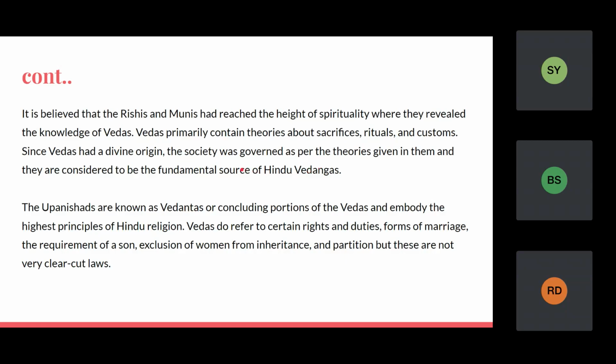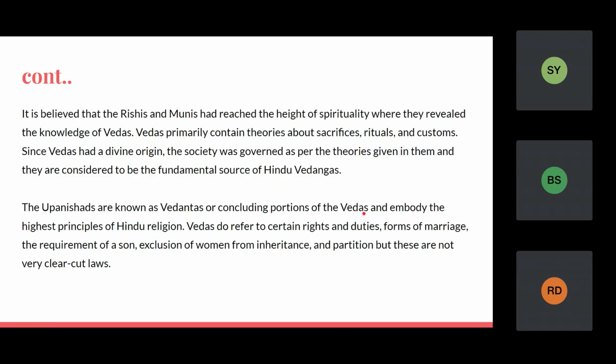Okay, and remember, Vedas are a part of Shruti. Since the Vedas had a divine origin, it is believed that they were revealed by the deity, and the society was governed as per the theories given in them. What is right and wrong according to Hinduism was governed as per the things included in the Vedas, Vedangas, and Upanishads. Upanishads are also known as Vedantas or concluding portions of the Vedas.